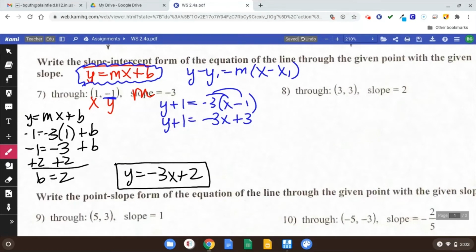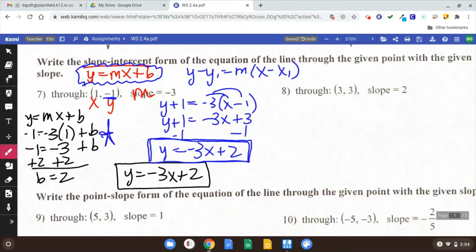And then I would get y by itself, so I'm going to subtract 1, and I get y equals -3x plus 2. Same thing. So in this problem, it doesn't really matter which method you choose, and I know some of you are going to say, well, this method is easier, and that may be true, but later on, this method is not going to be workable. So the thing I like about this method is it works pretty much every time.